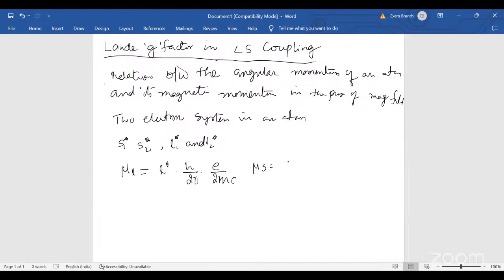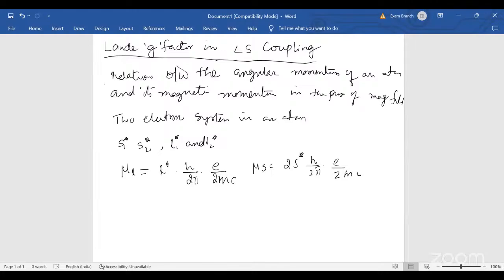So mu S is equal to 2 s star into h by 2 pi into e by 2 mc. So these are the orbital and spin magnetic moments of an electron. Mu L is the orbital magnetic moment of the electron, and mu S is the magnetic moment of the spin orientation. In the case of LS coupling, we have to add these two magnetic moments.